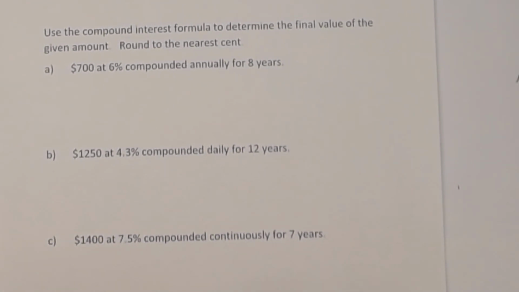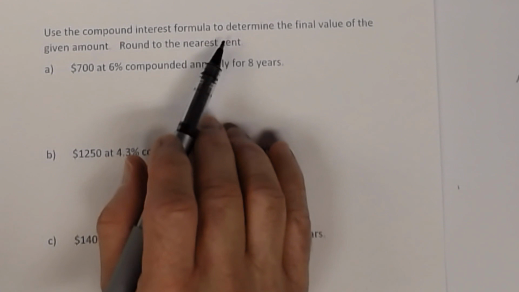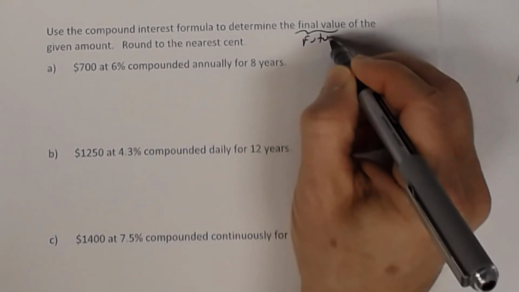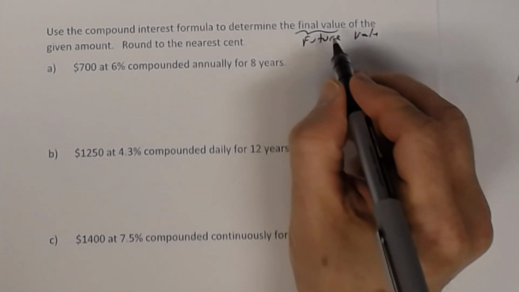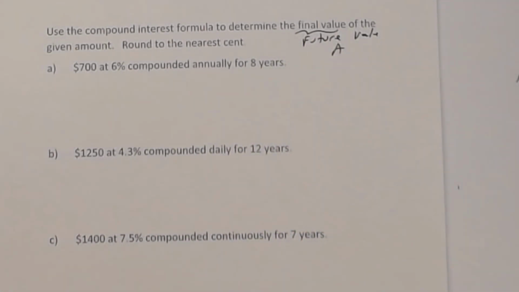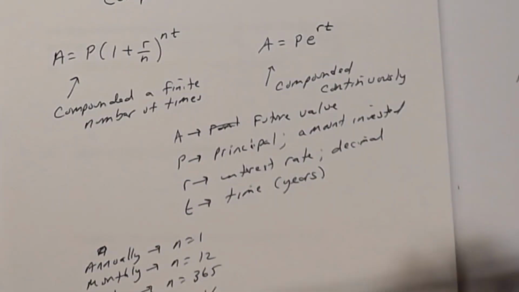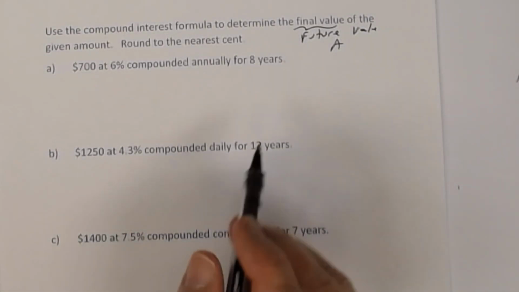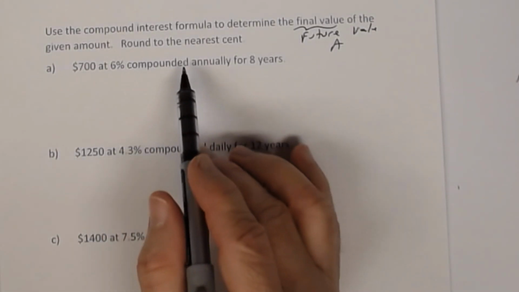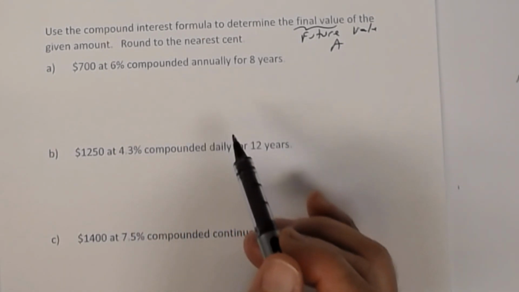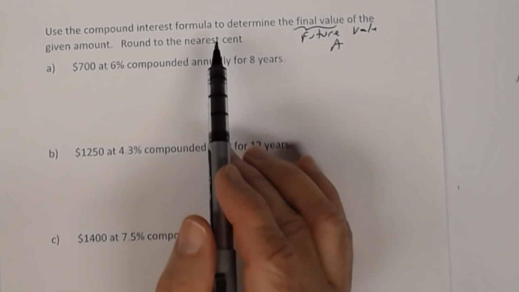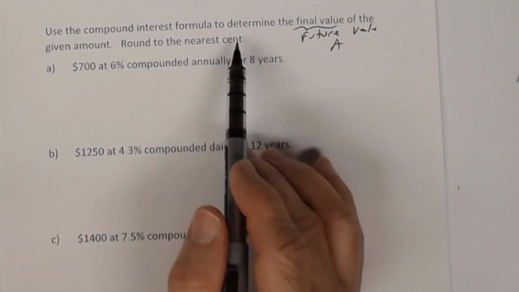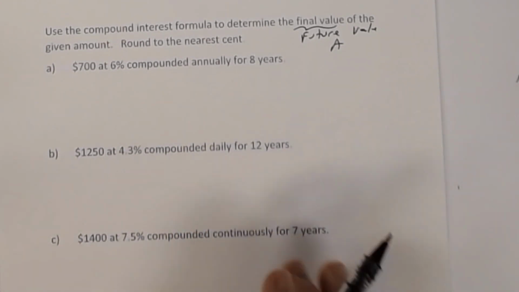All right, so it says: use the compound interest formula to determine the final value. And remember, final value means the same thing as future value, and that's A. So you're trying to find A in both cases. Find the future value of the given amount, and then we're just going to round to the nearest cent in the end. It's very important that you know the place value of the nearest cent.